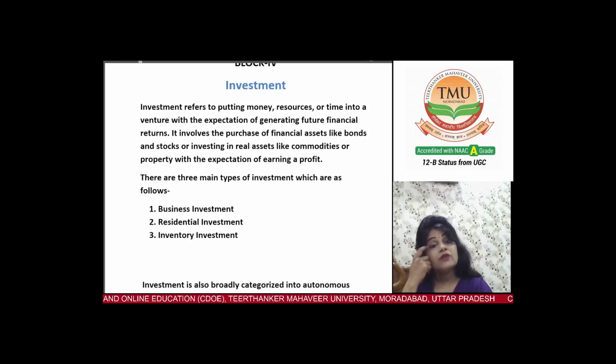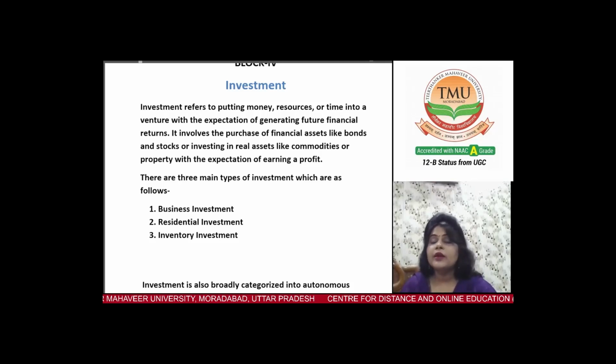First, business fixed investment is an important component of aggregate demand and therefore plays a significant role in the determination of national income and employment. Secondly, business fixed investment is a volatile component of aggregate demand, which means that fluctuation in the levels of fixed business investment is responsible for the business cycle in a free market economy.